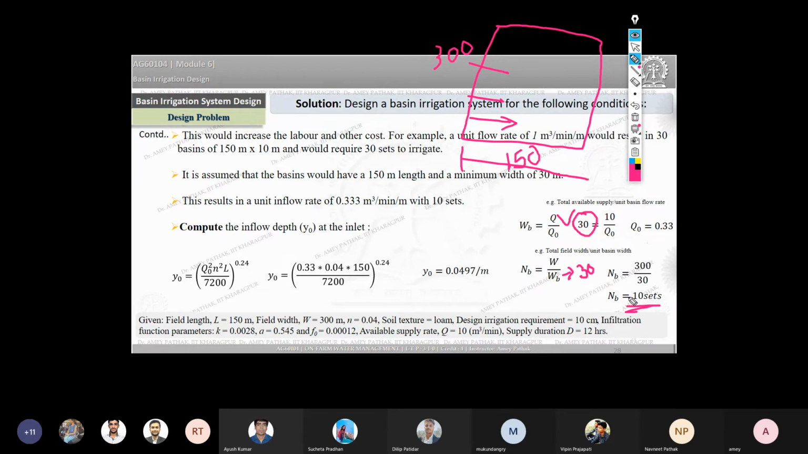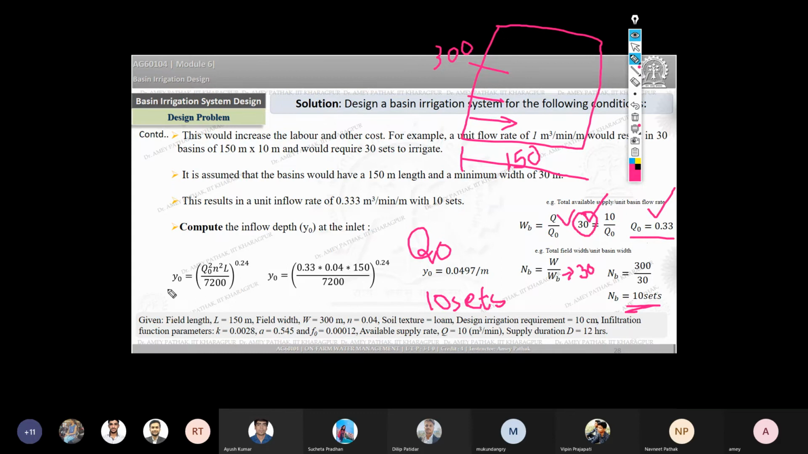So if you select this combination, meaning 10 sets, then in that case, let's say you are choosing WB is equal to 30, q naught will be 10 divided by 30, which means 0.333. Let's select this q naught and design for this one. We can change this value, and whichever combination gives the highest efficiency, that we have to select. So as of the initial stage, let's say we are selecting q naught is equal to 0.33.